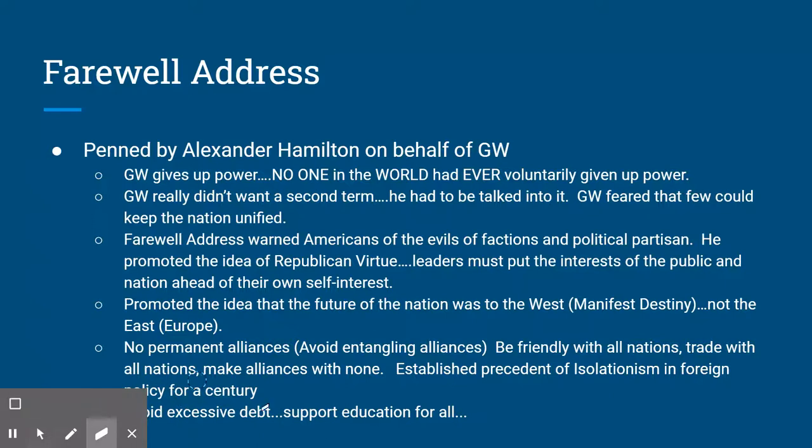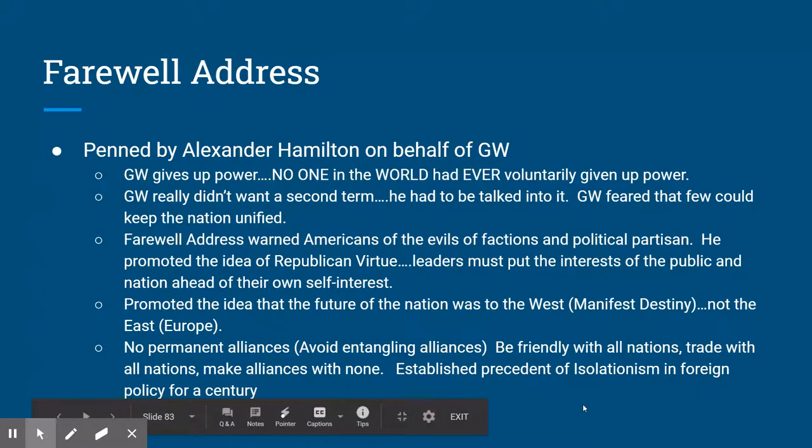He does say with foreign policy, and I think this is an extremely important part that you need to take note of, that he encourages future American leaders to not make any alliances with European countries. He says, avoid entangling alliances. These alliances have a way of endangering the United States' security by getting involved in some needless war. He says to be friendly with all nations, trade with all nations, but make alliances with none.